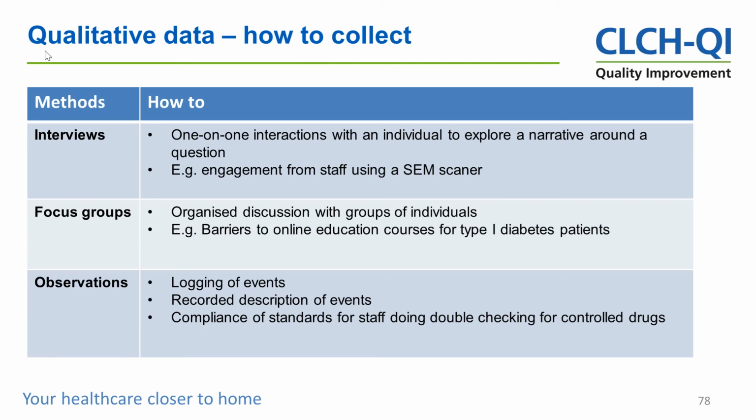And finally, observations. So these are logging of events. They're recorded descriptions of events. They're useful in terms of looking at what's said and what's done, so a compliance of standards for staff doing double checking for controlled drugs. Examples of observation could be observing how many people are doing that safety check against a predefined target or something that you were hoping to see.